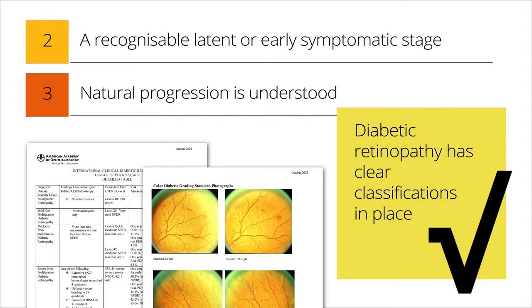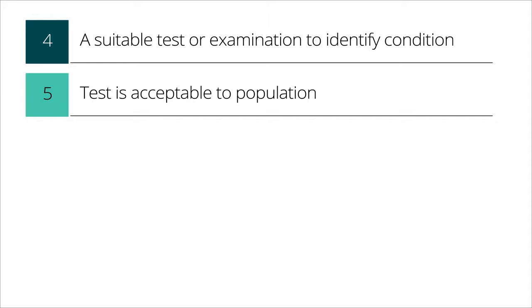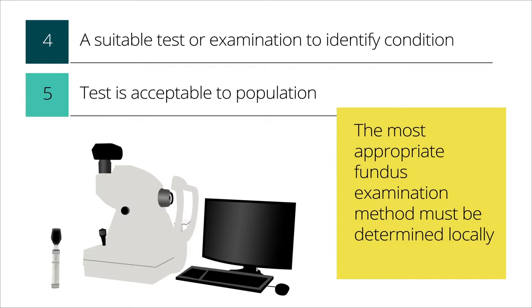We are able to detect its early signs and intervene with treatment to prevent visual impairment and blindness from the disease. The screening test for diabetic retinopathy is carried out by trained personnel who examine a person's retina using a suitable method. The retinal fundus examination is generally simple, non-invasive and acceptable. However, the most appropriate examination method has to be determined locally, as it is based on available resources, human, infrastructure and financial, for screening and treatment within the health system.